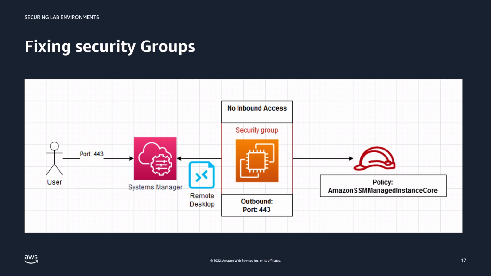Now, second, you have to have an IAM role attached to the instance that has the Amazon SSM Managed Instance Core policy attached, as you can see here. This policy, attached by way of a role, gives the EC2 instance permissions that it needs in order to talk to the SSM service.